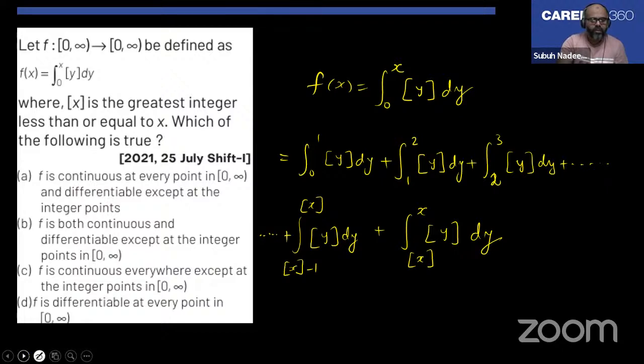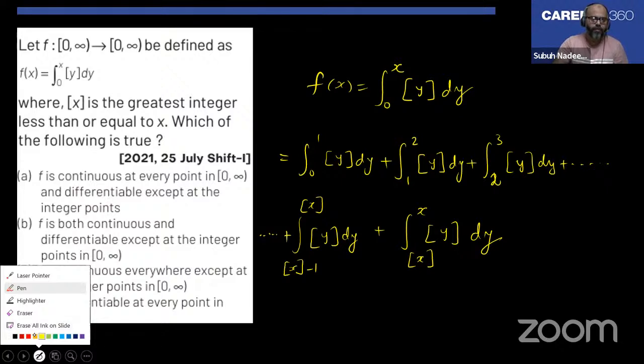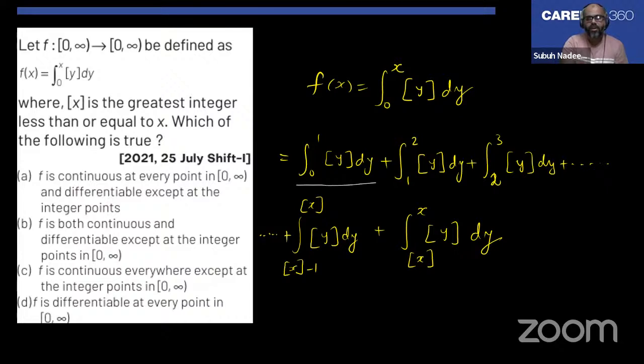Now, if we see the value of the greatest integer of y in the interval 0 to 1, it will be 0. For 1 to 2, the greatest integer of y will be 1. For 2 to 3, it will be 2. Similarly, for greatest integer x minus 1 to greatest integer x, it will be greatest integer x minus 1. And this last one, we cannot write it right now, we can keep it as it is.